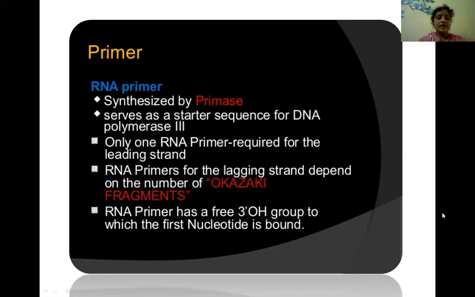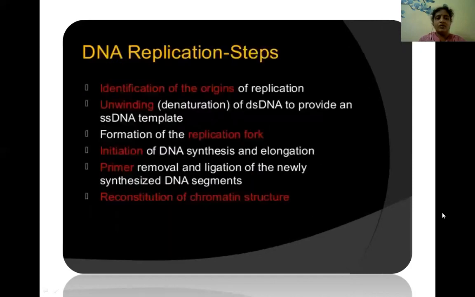In bacteria, the enzyme primase synthesizes the primers, and primase combines with the DNA helicase to form the primosome complex, which serves as a starter sequence for DNA polymerase 3. RNA primers for the lagging strand depend on the number of Okazaki fragments. The RNA primer has a free 3' OH group to which the first nucleotide is bound.